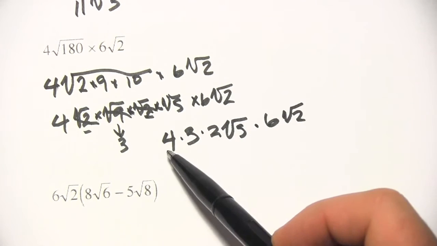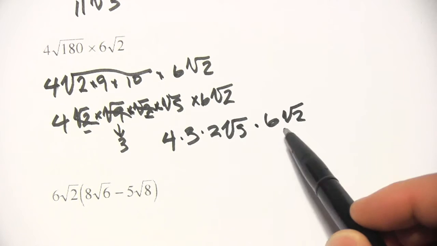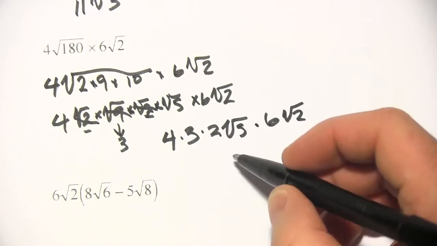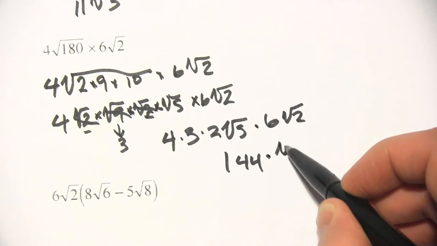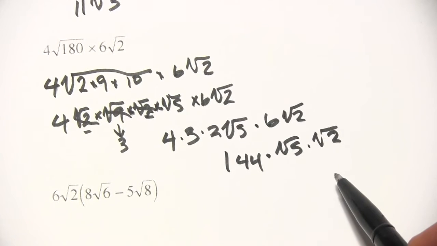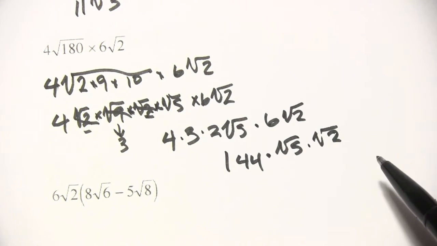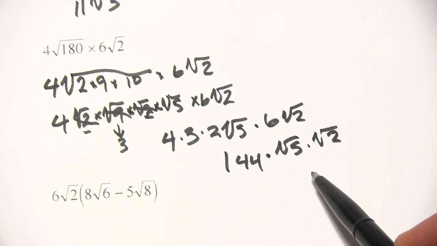So let's see. 4 times 3 is 12, times 2 is 24, times 6 is 144. And what I'm left over with then is the square root of 5 times the square root of 2. I can't really do anything with either of those. They're both prime numbers, no more factors to take out. So what we do is we just multiply them back together.